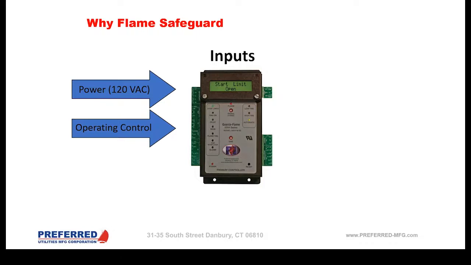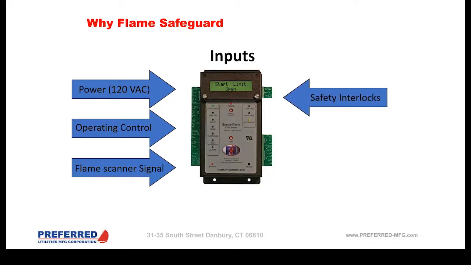So let's talk a little bit about the inputs required for a flame safeguard. First of all, we're going to have power. And most of the time, the flame safeguard units will require 120 volts AC. You'll also have to have an operating control input. And that is basically the call for heat. So there will be an external pressure control device or something along those lines that will actually provide a closed contact, which is the call for heat, which initiates the start sequence of the burner through the flame safeguard.